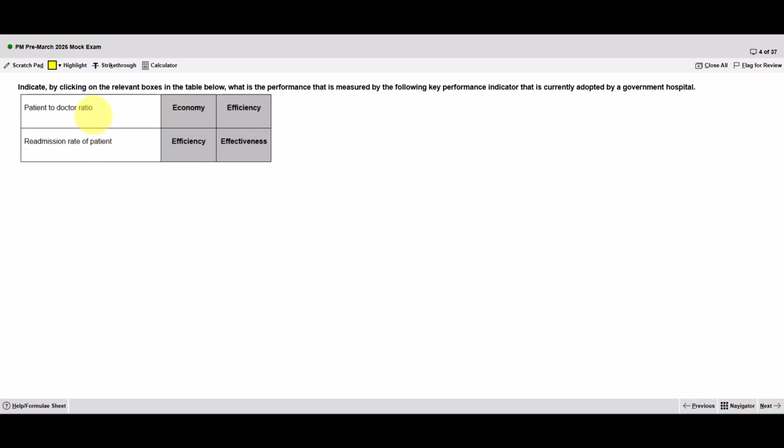In question 4, we need to use the 3 E's of value for money to decide which each of these are. The patient to doctor ratio, that's a measure of efficiency. Although it hasn't got the word per, it is patients per doctor. Per is often the giveaway for a measure of efficiency. And readmission, if patients are readmitted, it means treatment wasn't successful, so that's a measure of effectiveness.